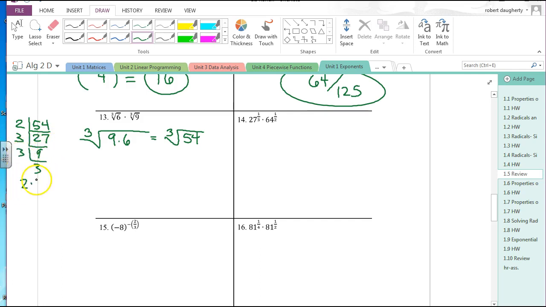So this is 2 times 3 cubed. So this is the cube root of 2 times 3 cubed. Cube root of 3 cubed is 3. This final answer is 3 times the cube root of 2.